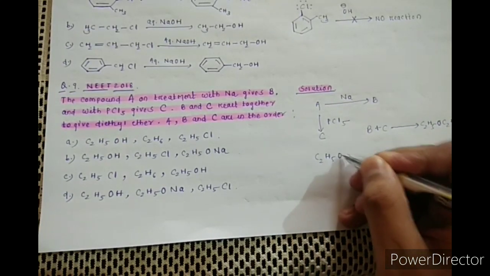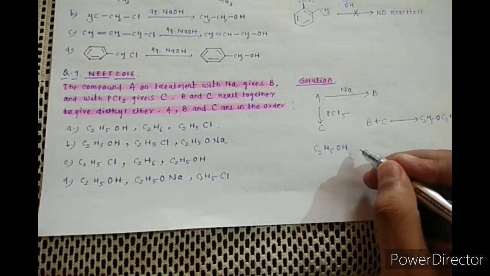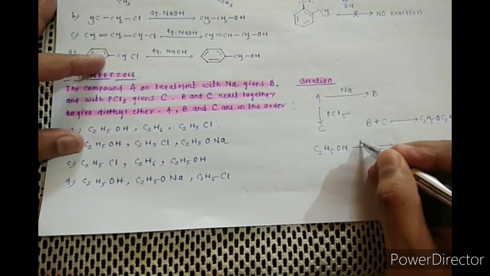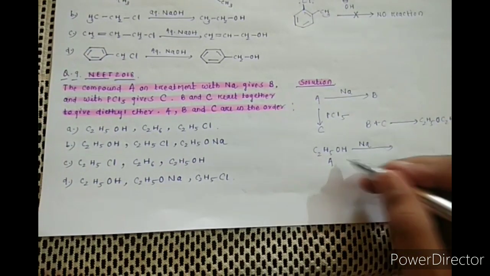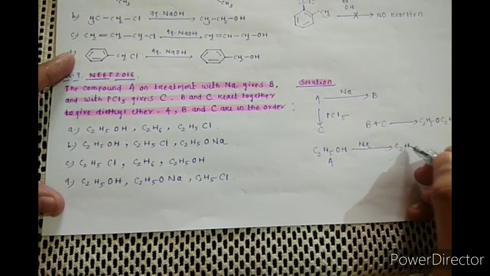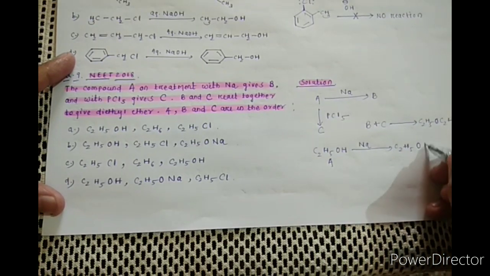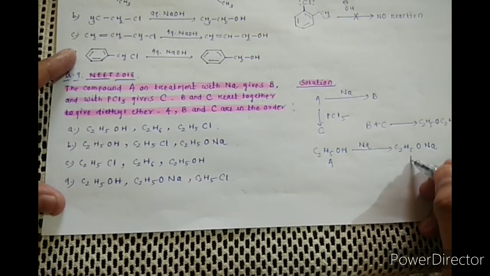C2H5OH, this is what? A. Now this is C2H5OH when it reacts with sodium. Here A is ethanol, and when ethanol reacts with sodium, it will form sodium ethoxide. This is C2H5ONa, sodium ethoxide. So this sodium ethoxide is B.